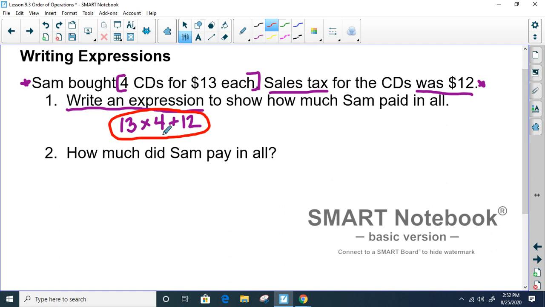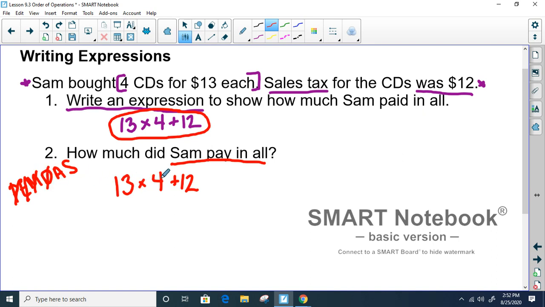I can solve this expression to figure out how much Sam paid in all. So 13 times 4 plus 12 will give me that answer. Now, remembering PEMDAS, I know that I have to do parentheses first, and there are no parentheses. Then I have to do exponents, and there are no exponents. Multiply, divide. Now I do see that there is some multiplication, so I can do multiplication first.